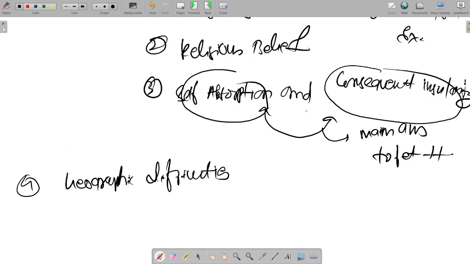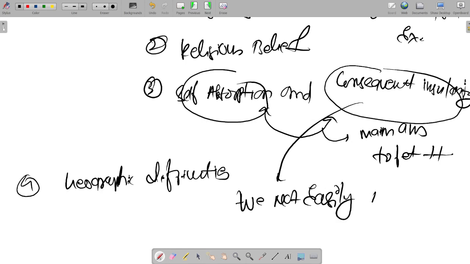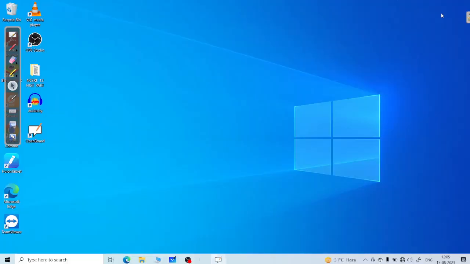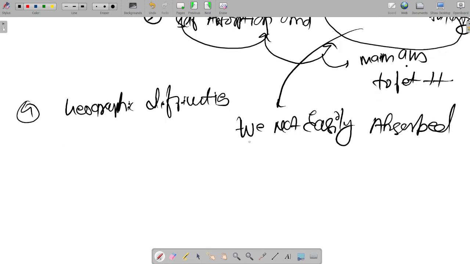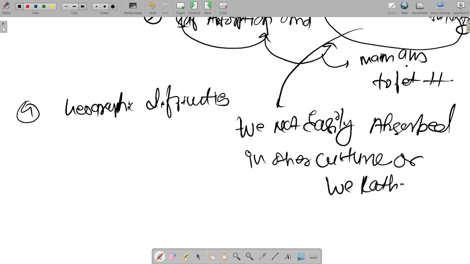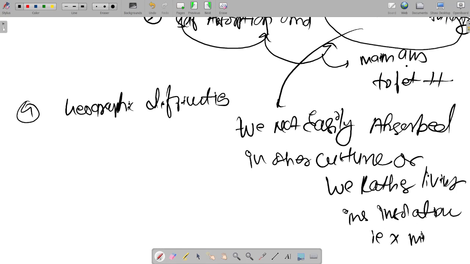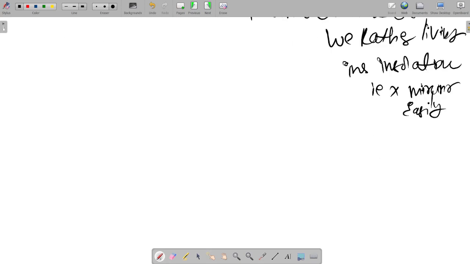Here the term consequent insularity means that the people were not easily absorbed in others' culture, or were rather living in insulation, that is not mixing easily, or introvert type of nature.